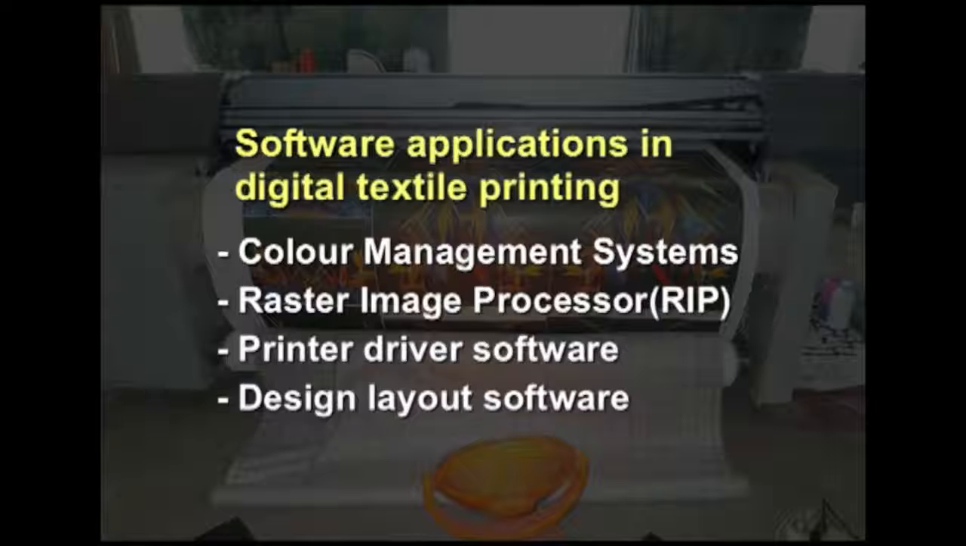So, we have seen the inks and the cartridges that are used for the printing method, and let us see what is the software that is adopted for this kind. Software applications in digital textile printing are the color management system and the raster image processor, that is RIP, which is required, and we also require printer driver software and also design layout software. They are produced by different companies, but these are the major software required for digital printing.